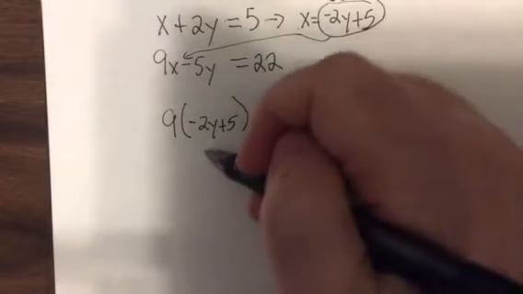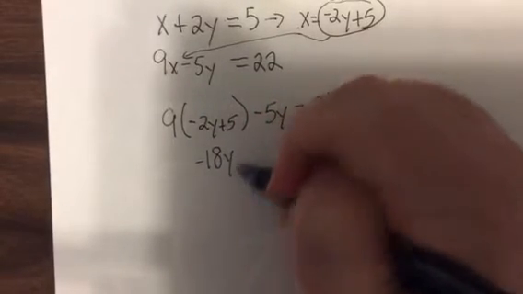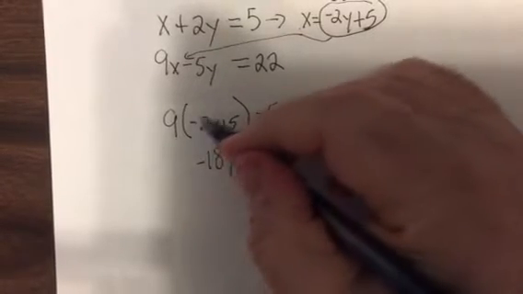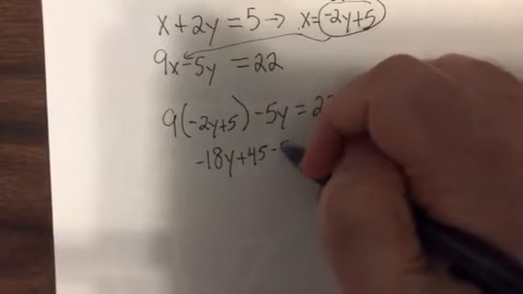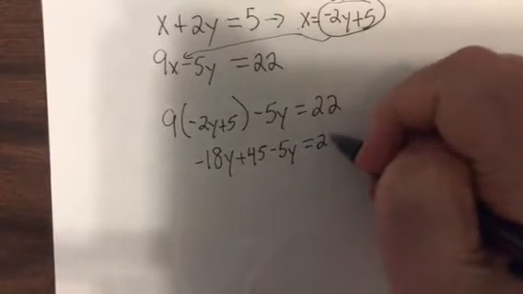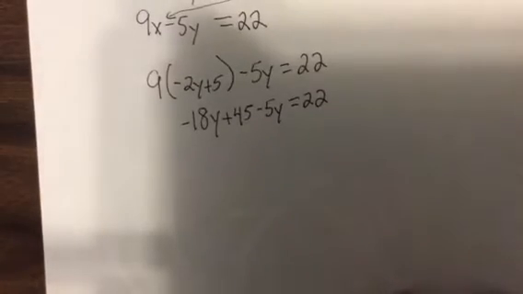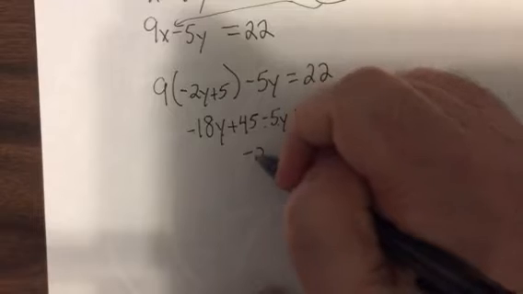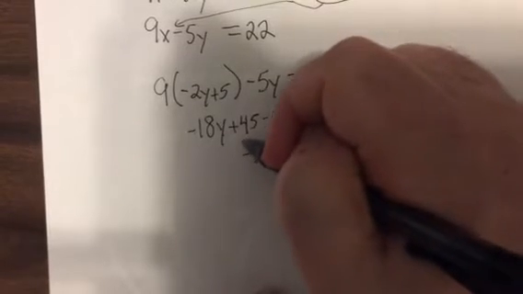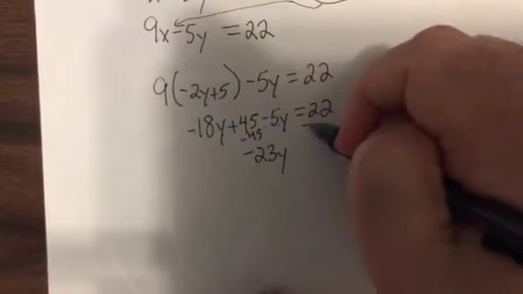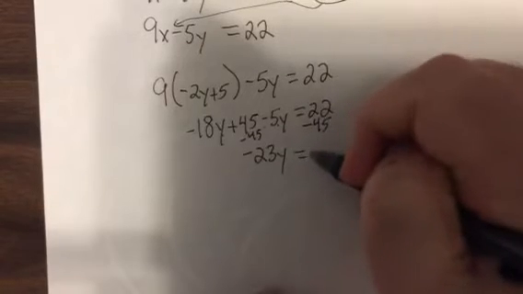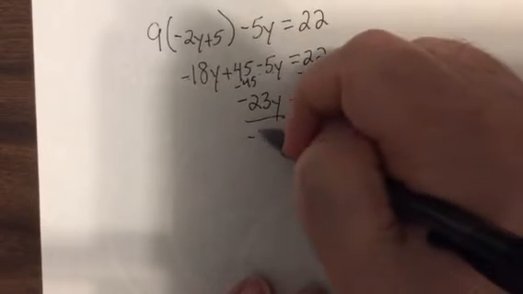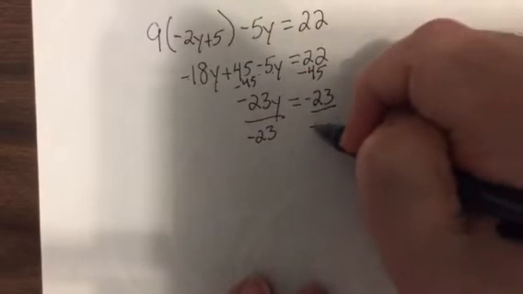Anyways, here we go. So this would be minus 18y plus 45. I distributed the 9 to both terms. Then minus 5y equals 22. Now I'm going to do 2 steps here. Minus 18y minus 5y is minus 23y. And I'm also going to subtract the 45. So this would be negative 23. So get a 1 in front of this, I divide by the coefficient.